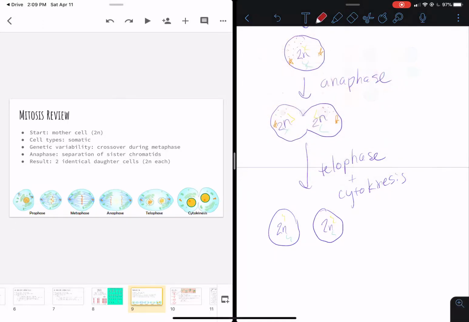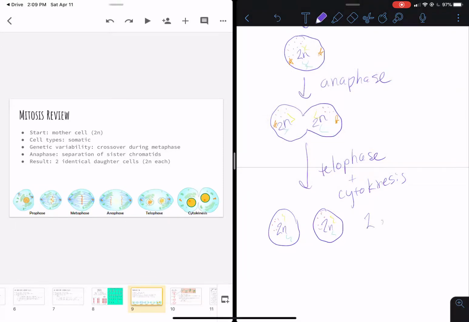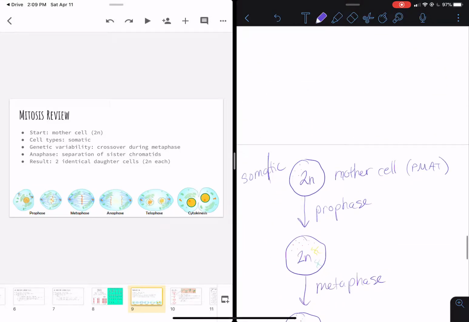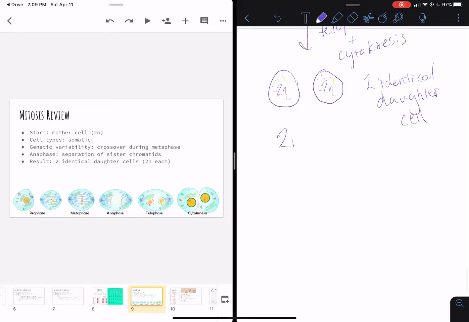And we have the red 5 dots, 1, 2, 3, 4, 5, awesome. And so now we finished, and now we have 2 identical daughter cells. Perfect, and they're both 2N each, so these look exactly the same as what we started with. Okay, perfect. So just as a reminder, 2N we call diploid, and N we call haploid, as half.